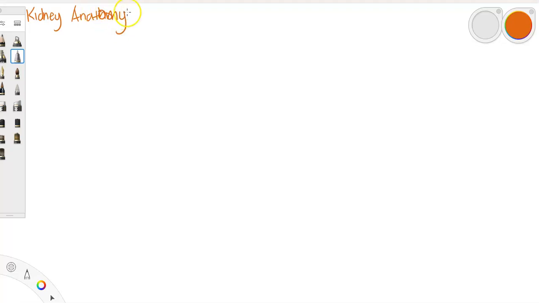Kidney anatomy, and I'm not spelling very well. Let me just erase that. It's late and I'm really tired, so I'm sure my spelling will get even worse. Okay.